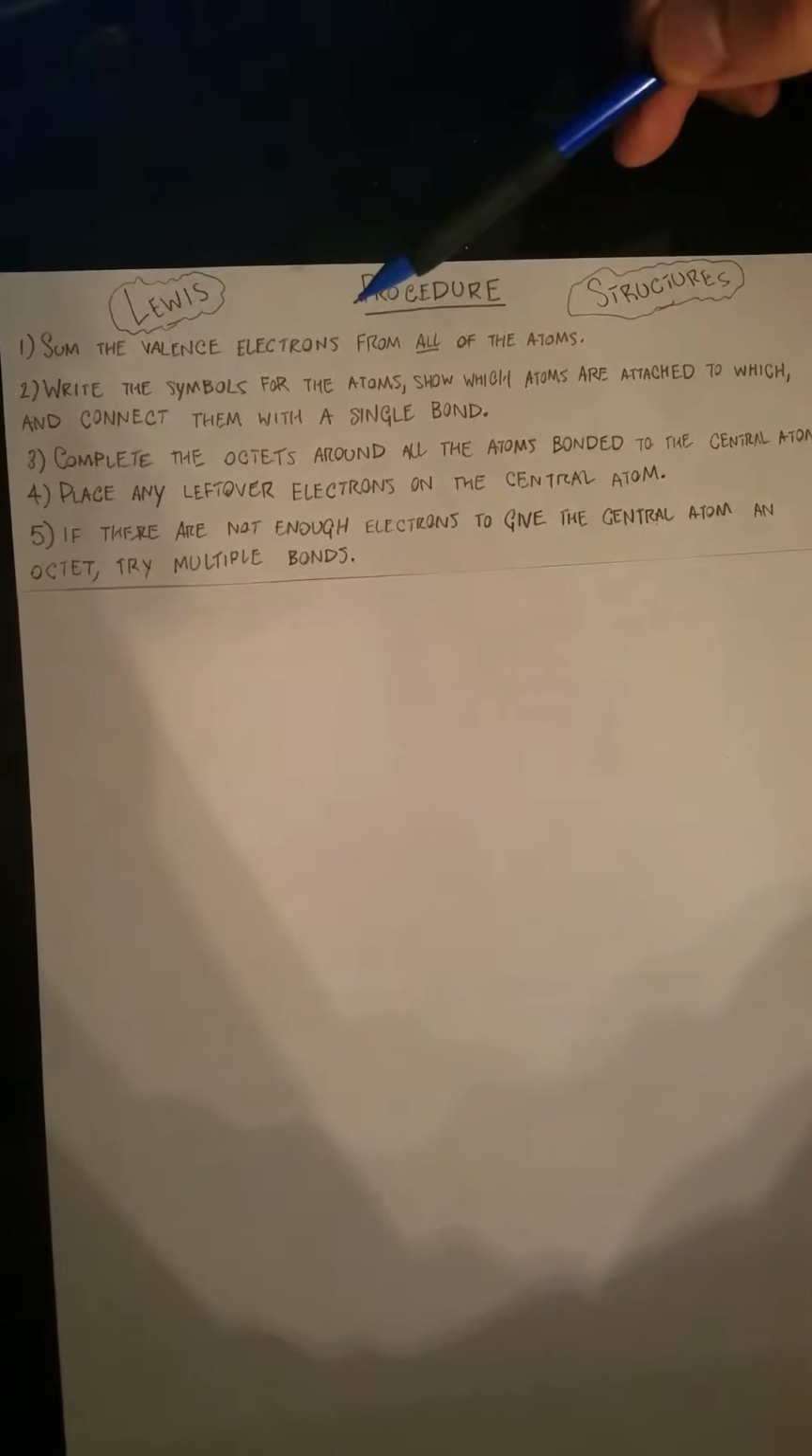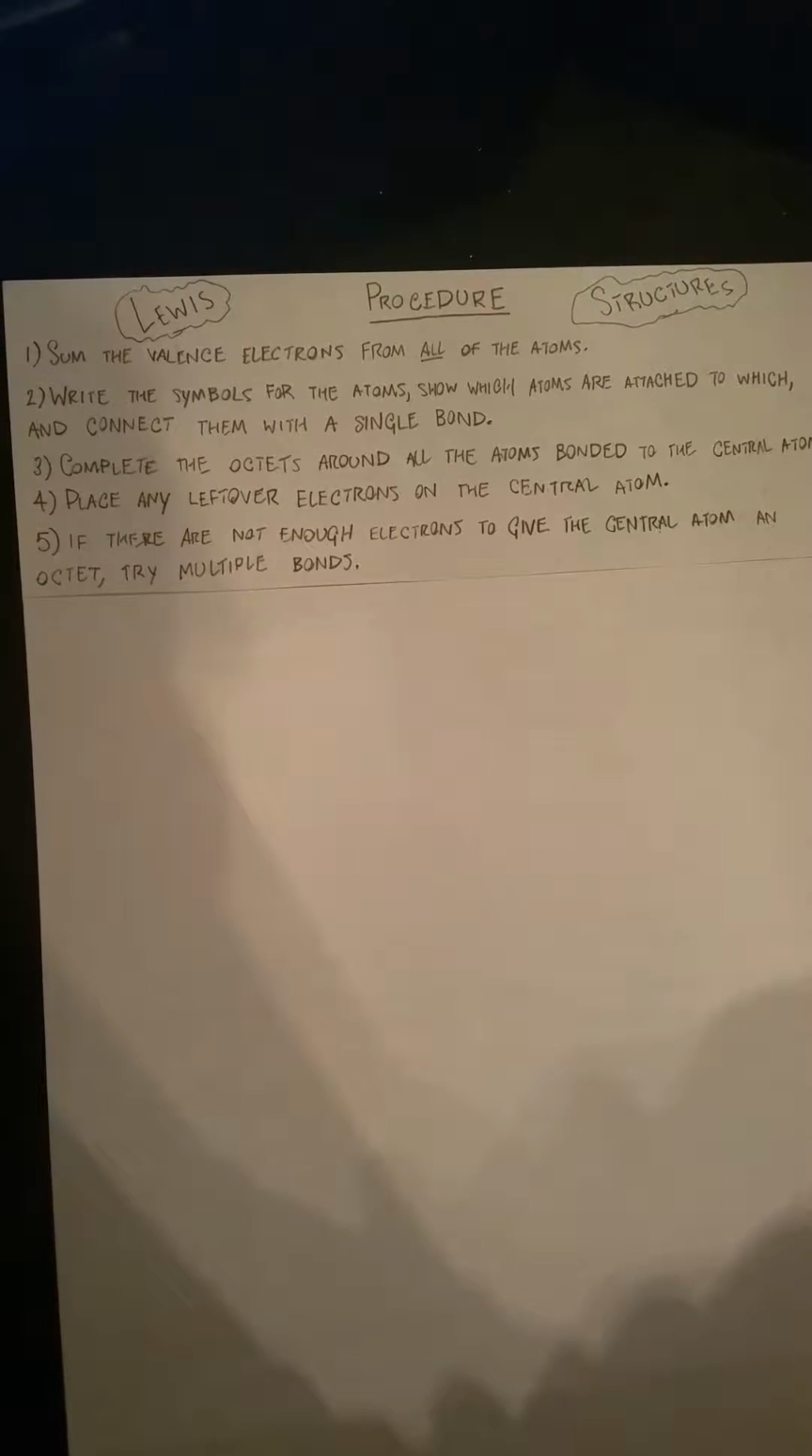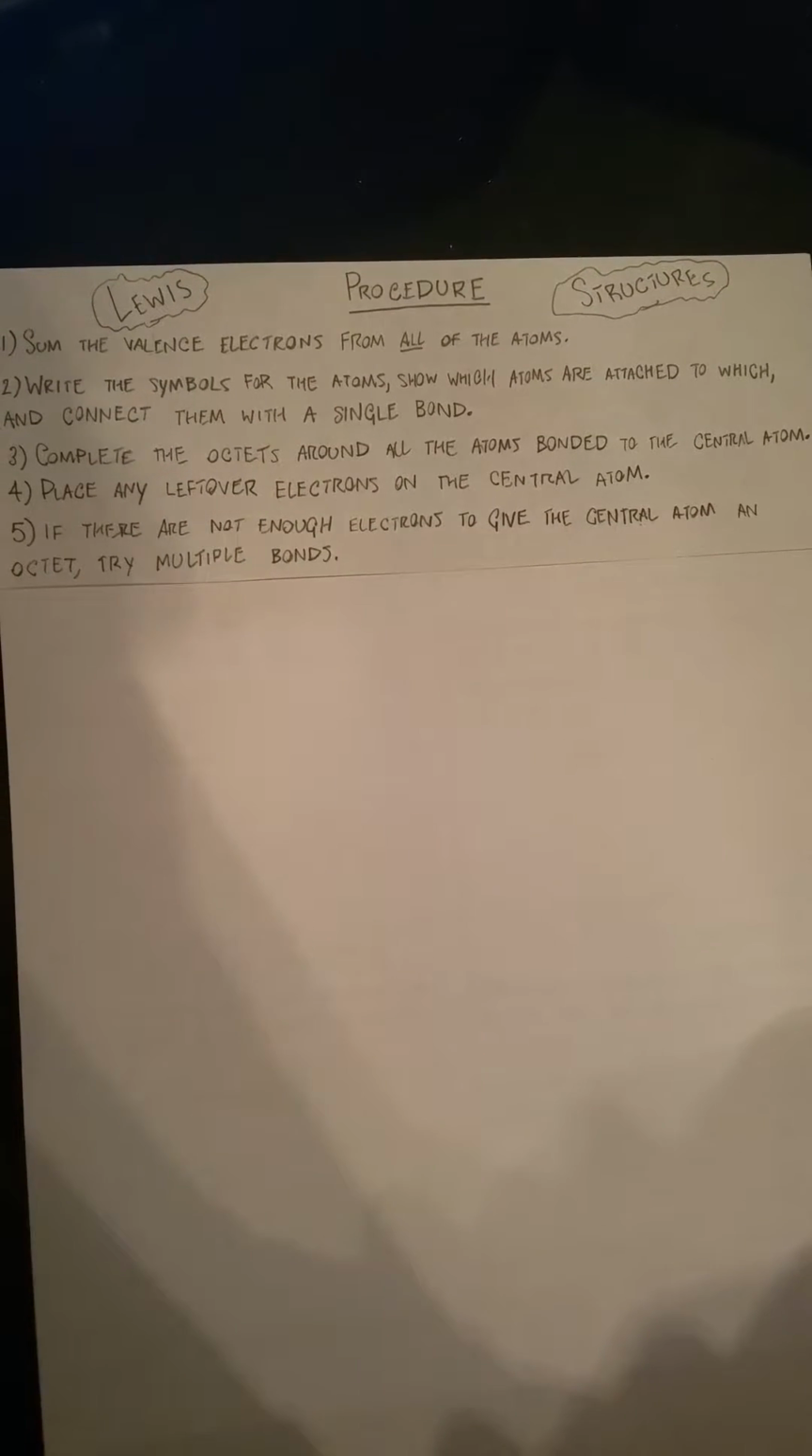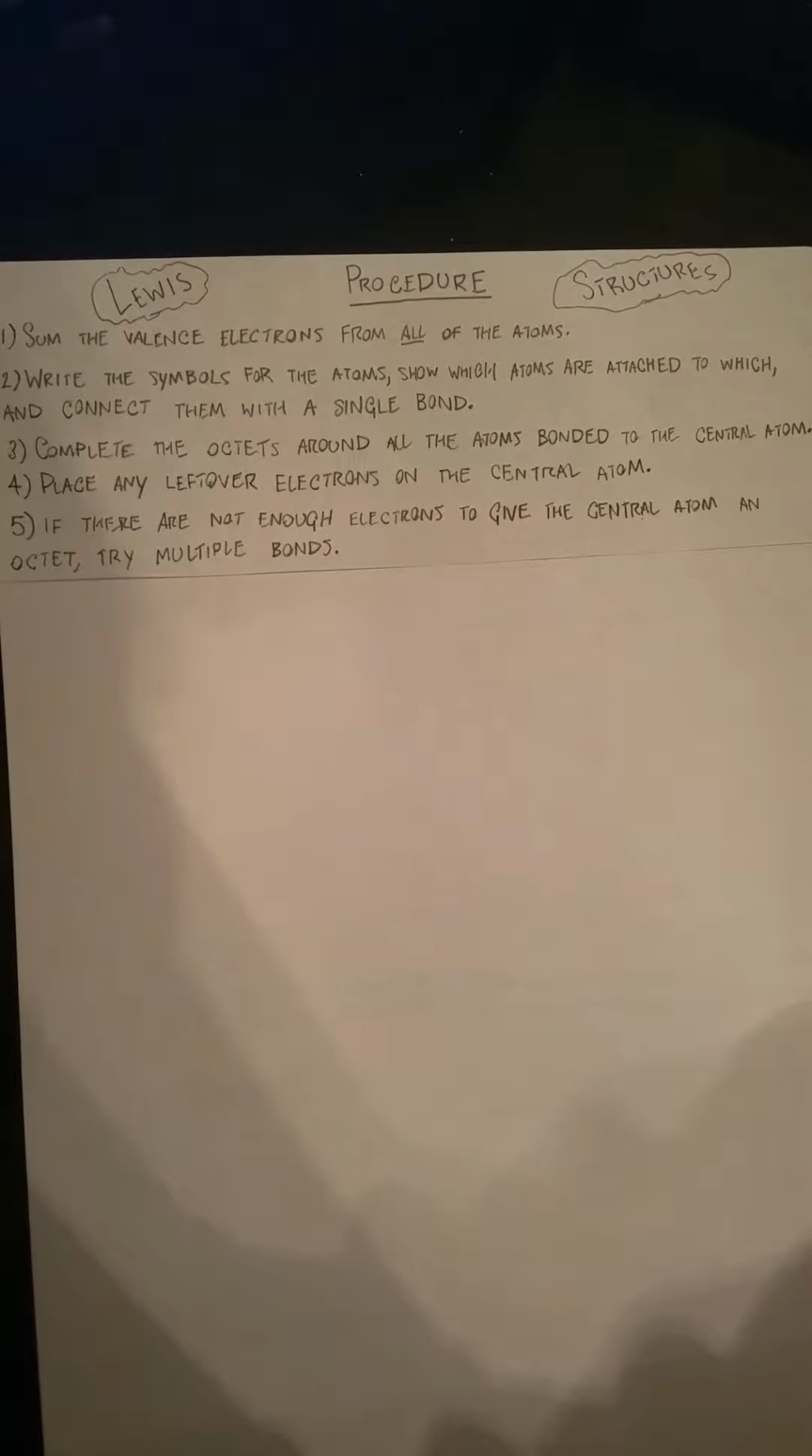Number 2, write the symbols for the atoms, show which atoms are attached to which, and connect them with a single bond. Number 3, complete the octets around all the atoms bonded to the central atom. Number 4, place any leftover electrons on the central atom. And number 5, if there are not enough electrons to give the central atom an octet, try multiple bonds.